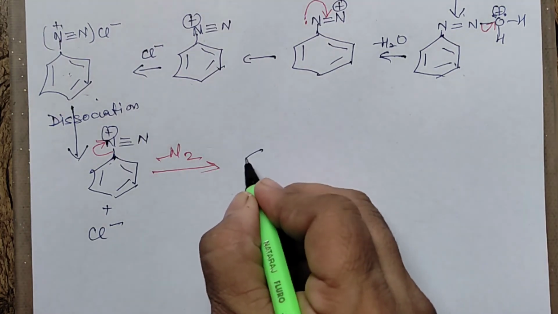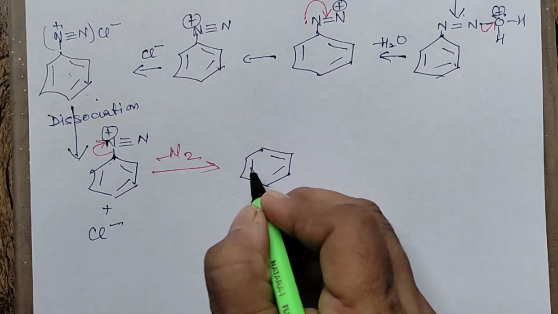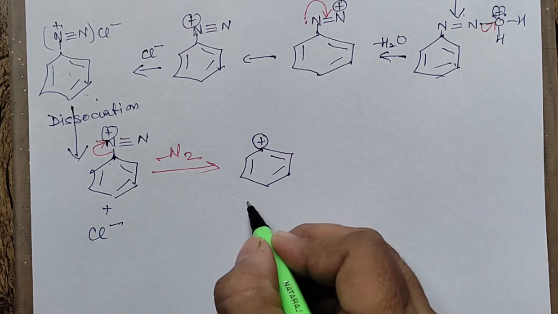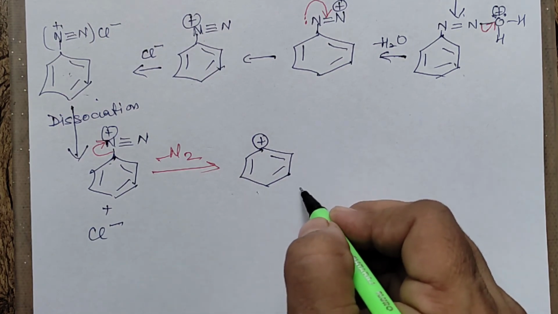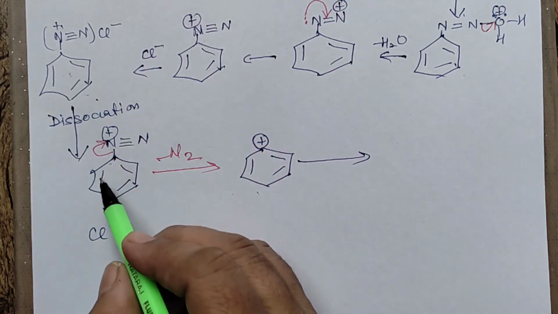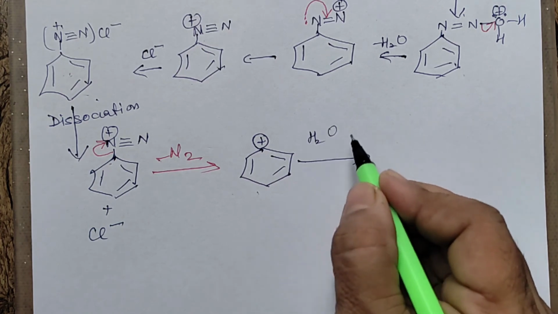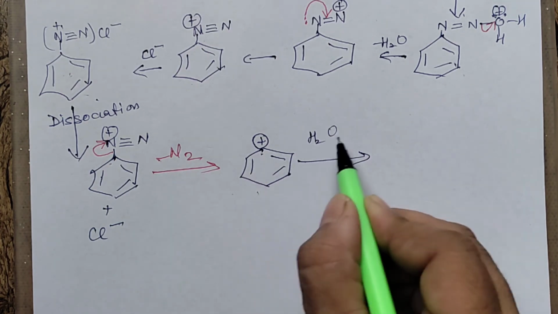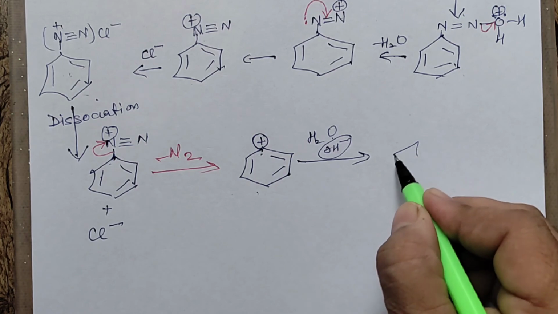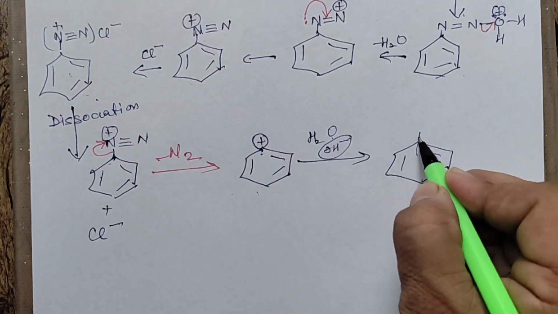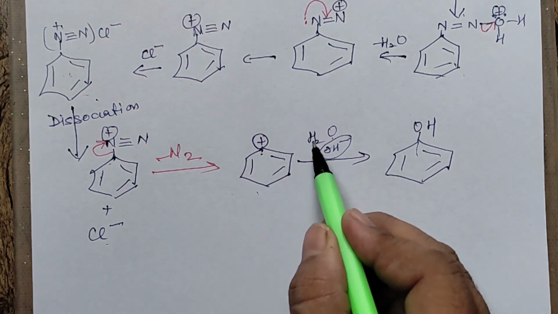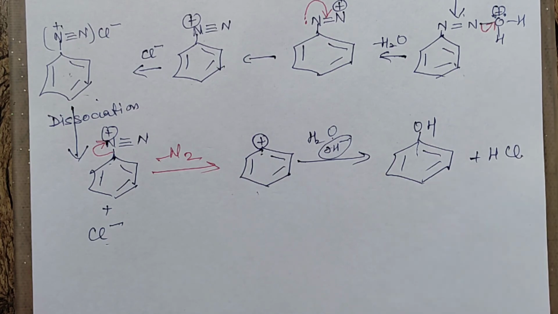Once the nitrogen gas is eliminated, what you are getting here is this ring with a positive charge on the ring. This is a phenyl cation. So the phenyl cation is not stable. As soon as it is generated, we are having this solution of water. This we have put in warm water. So water is having H plus and OH minus. So this being positive pulls the OH minus part of water and forms a bond with it, thereby resulting in the formation of phenol. Plus this Cl minus and H plus of water will also result in the formation of HCl.